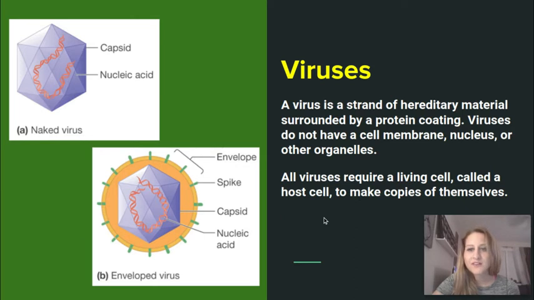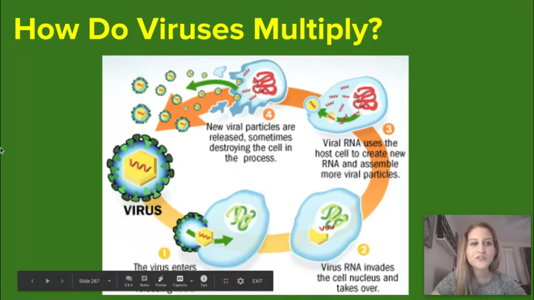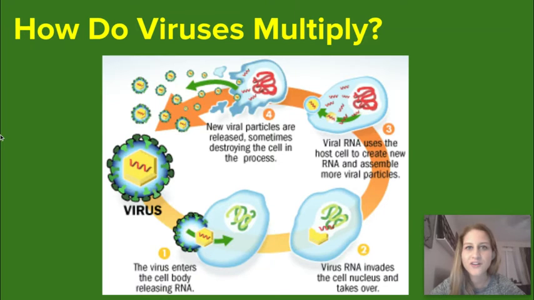All viruses require a living cell called a host cell to make copies of themselves. So if the virus is active, it will end up destroying the host cell. But sometimes a virus can be latent, which means that it does not necessarily destroy the host cell right away, at least. It can be inactive for a little while. So let's say we had a virus that was active. We know that virus would end up multiplying.